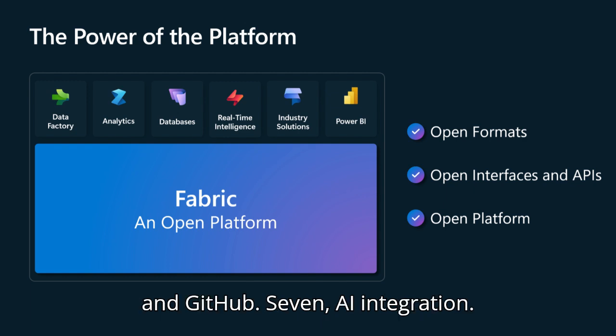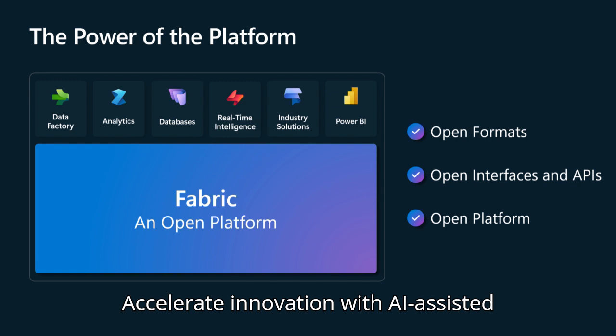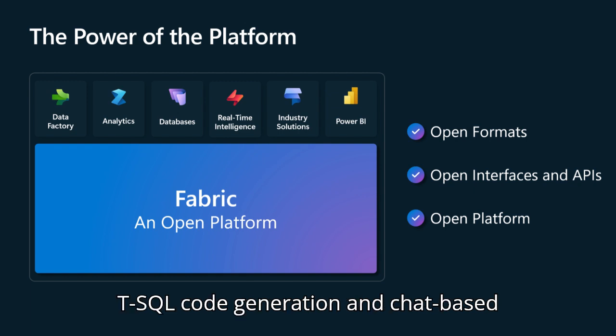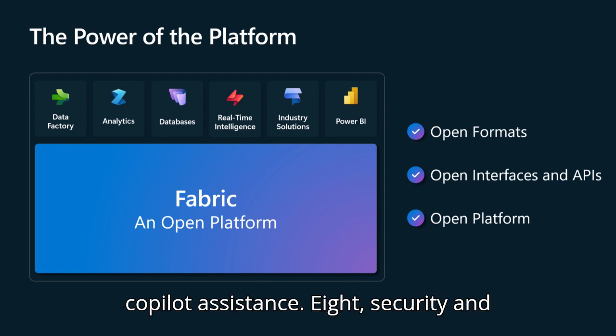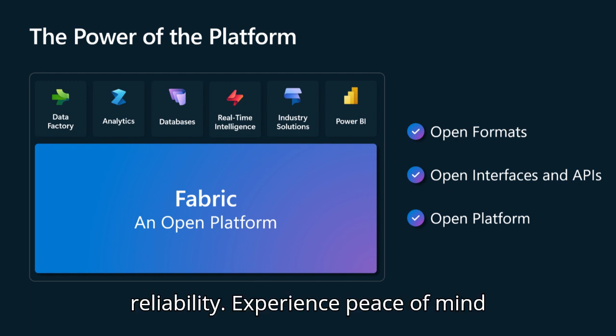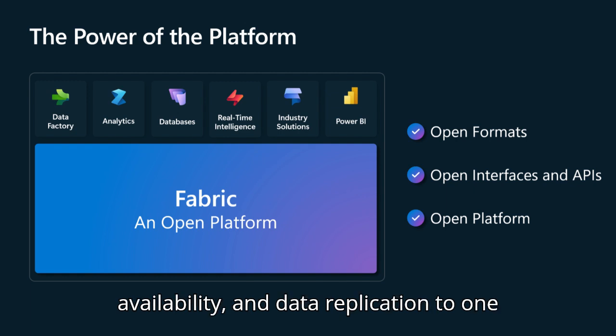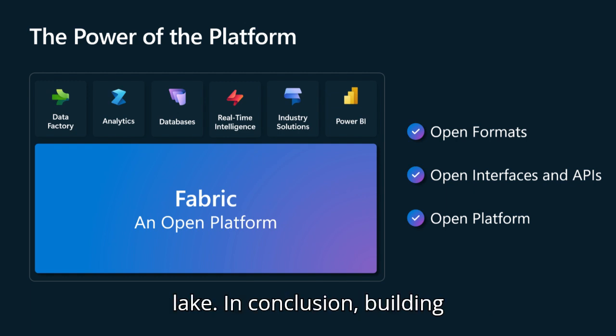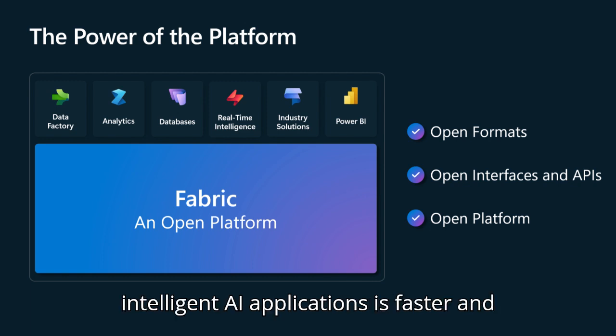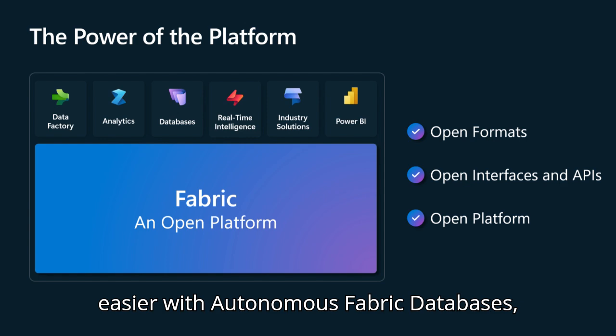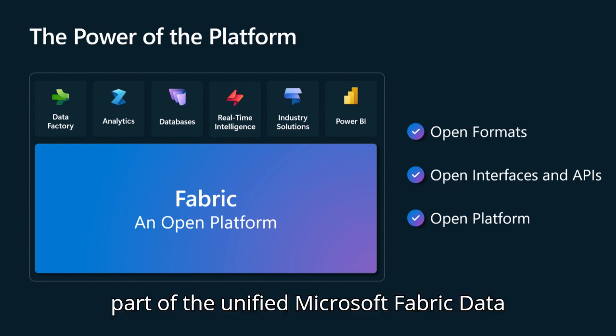7. AI integration. Accelerate innovation with AI-assisted T-SQL code generation and chat-based Copilot assistance. 8. Security and reliability. Experience peace of mind with automated disaster recovery, high availability, and data replication to OneLake. In conclusion, building intelligent AI applications is faster and easier with autonomous Fabric databases, part of the unified Microsoft Fabric data platform.